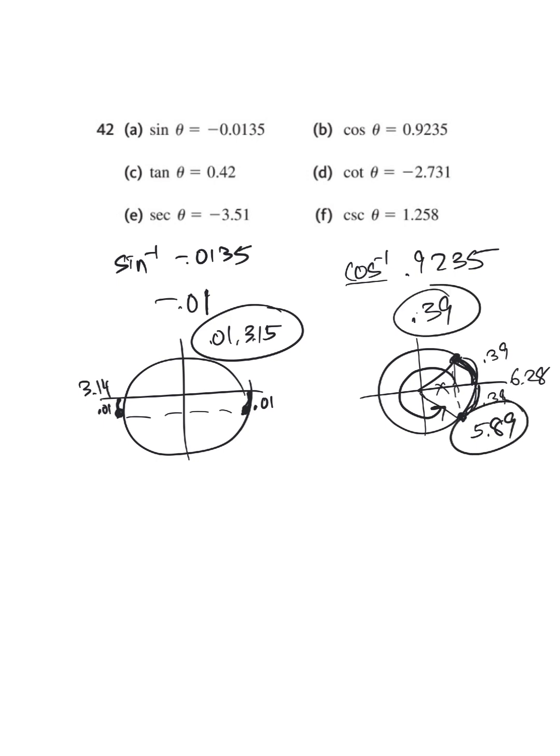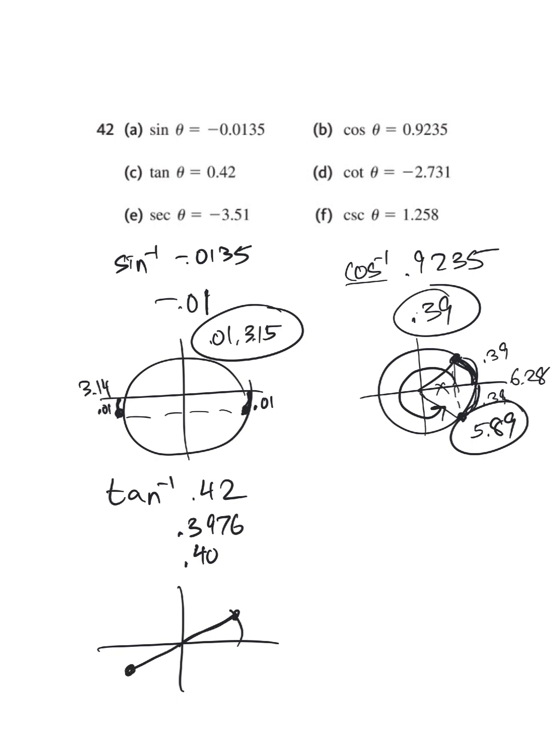Now we go to C. Arc tangent of 0.42. So 0.42 arc tangent. That gives us 0.3976 or 0.40. So 0.40 is about right there. And it's tangent, so it's 180 degrees, same in the other direction. So this is 0.40. So 0.40 is the first one. How do we get to there? We do 3.14 plus 0.40, and we get 3.54.